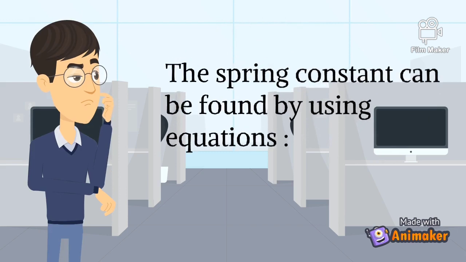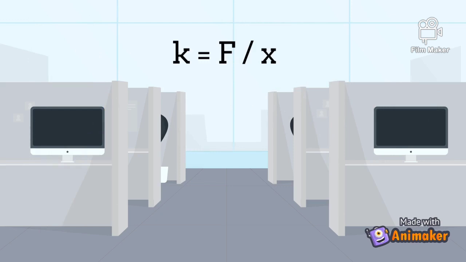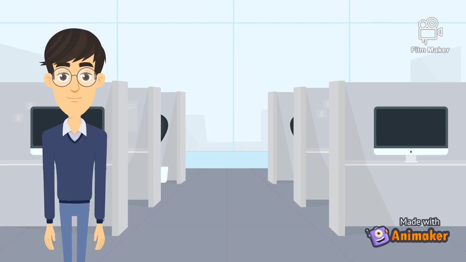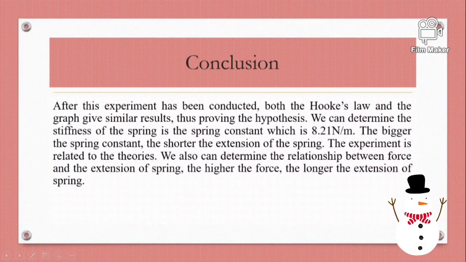When the slope of the graph is determined, we can also find the spring constant by using the equation k equal to F over x, where F is equal to mg, then k is equal to mg over x. This project is related to Newton's law of universal gravitation. According to this law, gravitation is the force that attracts objects toward each other. After this experiment has been conducted, both Hooke's law and the graph give similar results, thus proving the hypothesis.